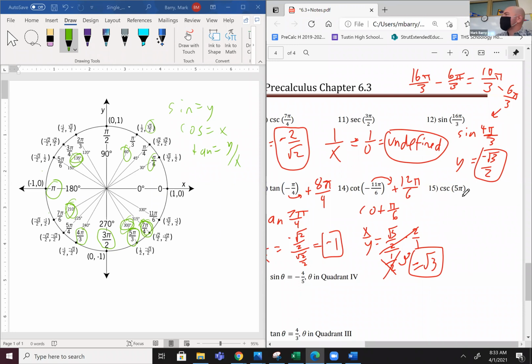All right, final one. 5 pi, obviously too big to be on the unit circle. So I'm going to subtract 2 pi. Oh, this one's not a fraction, so I can just subtract 2 pi, right? So then that would be cosecant of 3 pi. Well, 3 pi is actually still too big, so I'm going to have to subtract 2 pi again. So we're actually going to do cosecant of 1 pi.